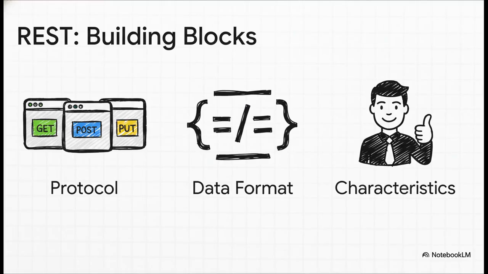The beauty of REST is its simplicity. It just uses the same stuff your web browser uses every day, HTTP methods. So you use GET to read data, POST to create it, and so on. And the data itself is sent in a format called JSON, which is just incredibly lightweight, super easy for humans to read, and really, really fast for computers to work with.